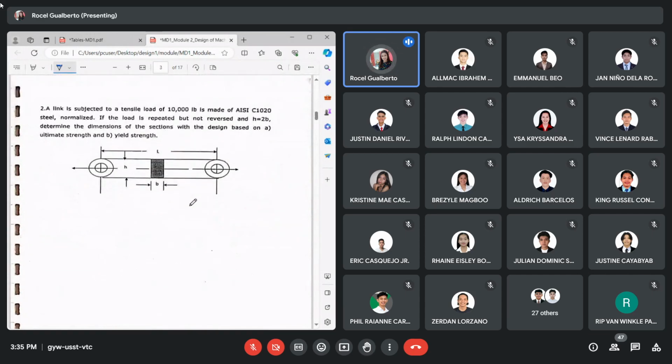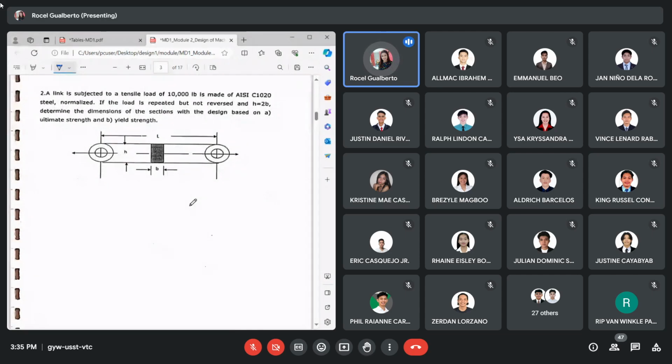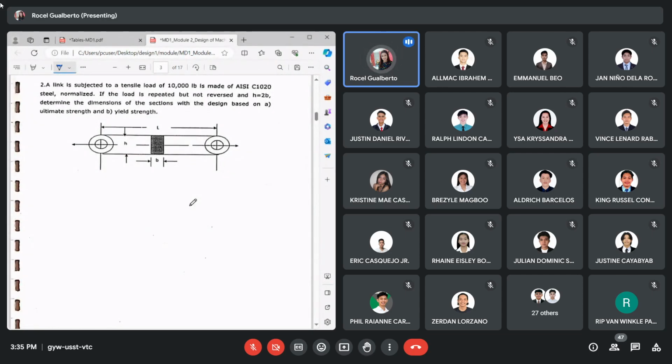Sample number 2, you have there a link subjected to a tensile load of 10,000 pounds. It is made up of AISI C1020 steel normalized. If load is repeated but not reversed, and H is equal to 2B, determine the dimensions of the sections with the design based on letter A, the ultimate strength, and B, the yield strength.